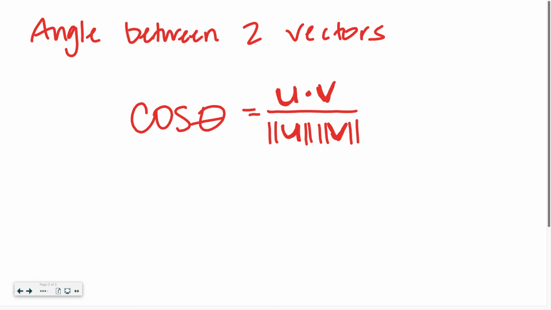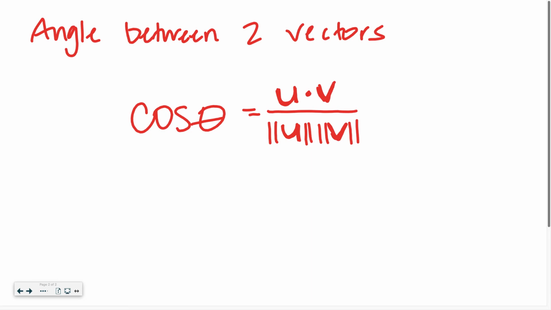You don't need to know the law of cosines to be able to use this formula, but you need to know this formula. You knew it once upon a time in pre-calculus. There's so many notes on my page, it's just getting kind of crowded.